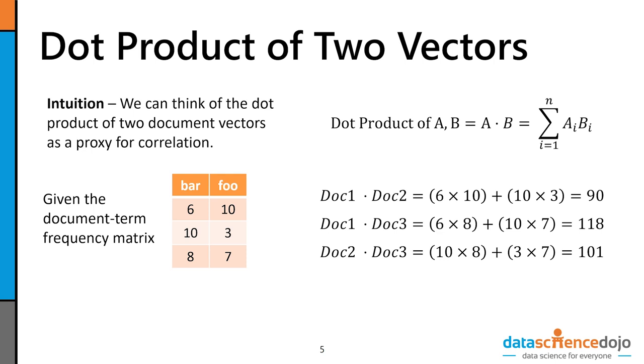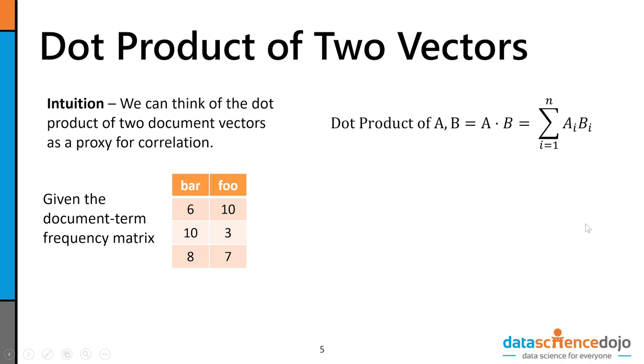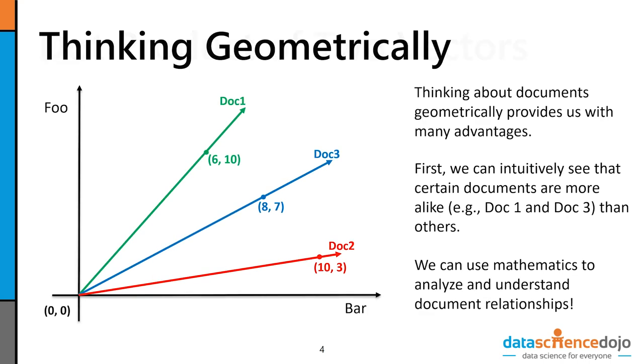And you'll notice here that these calculated scores actually match our intuition of what's going on. For example, doc 1 and doc 2 only have a dot product of 90, but doc 1 and doc 3 have a dot product of 118. Now, if we go back a slide, that'll make a lot of sense, because just geometrically, this vector is closer to this one. So yeah, they're probably more similar.